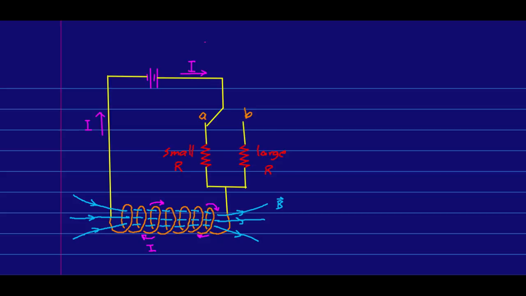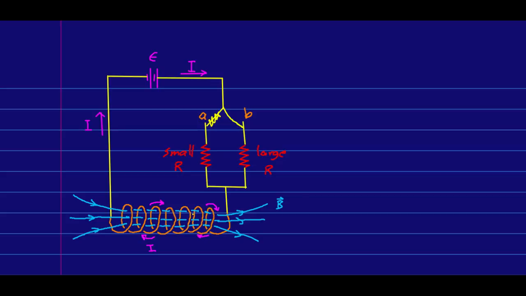Let's suppose we have a battery, and there's current running, and it's going through this small resistor and then through a solenoid. Now we switch so that instead of the current running through the small resistor, it goes through this larger resistor. Well, the current will decrease. However, there is a magnetic flux through the solenoid, and since the current through the solenoid is decreasing, the B field in it is getting weaker.